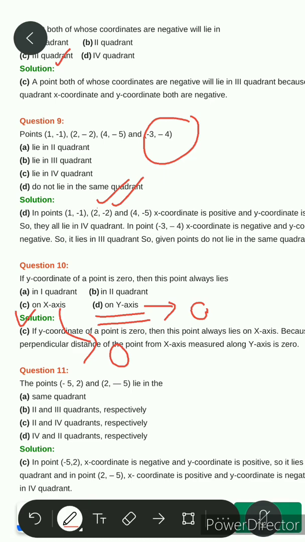Question number 11. The points minus 5, 2 and 2, minus 5 lie in the, carefully observe the signs where they will lie. First is positive, positive. Second quadrant is negative, positive. Third quadrant both negative. Fourth quadrant is positive and negative. So the correct answer is option number C, second and fourth quadrant.